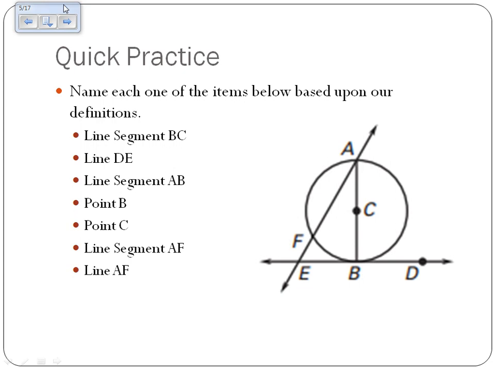Line segment BC. Line segment BC. What can I name that one? Radius. Very good. Line DE. Line DE. Somebody else? Tangent. Very good. Line segment AB. Diameter. Very good. What else could you... Oh, I'm sorry.